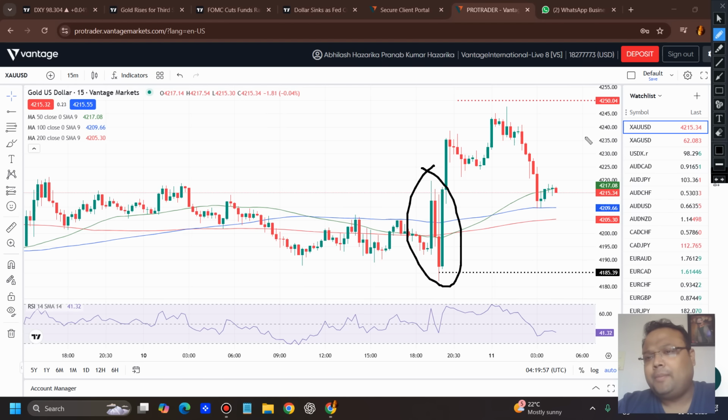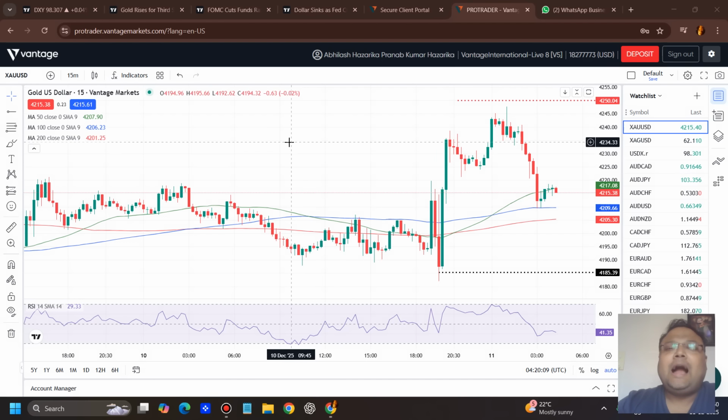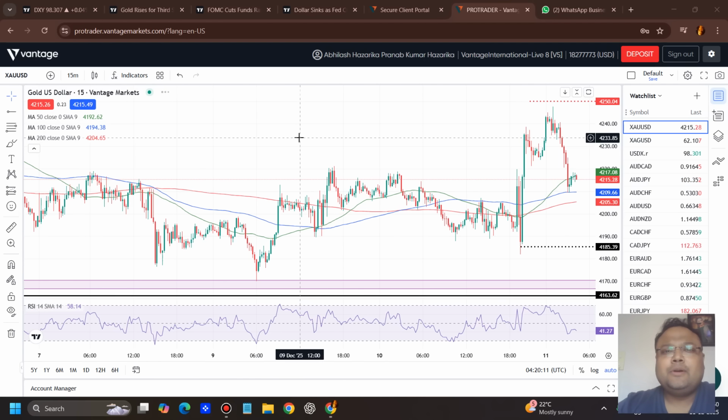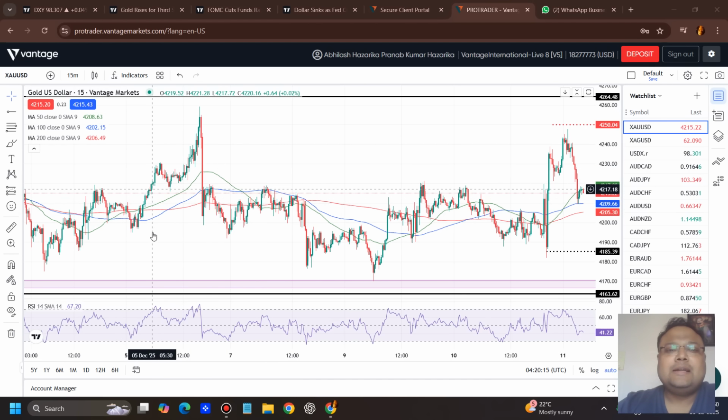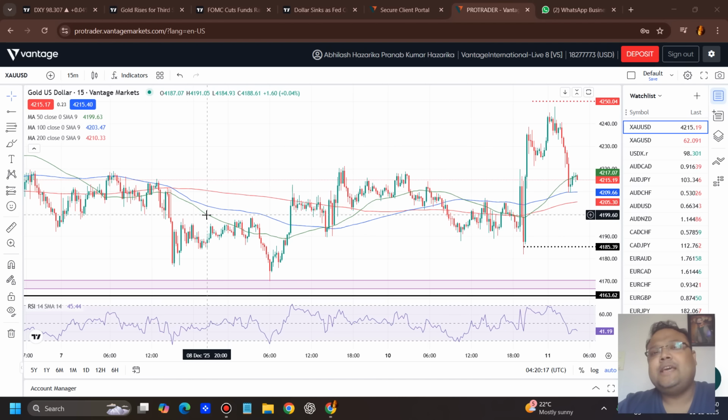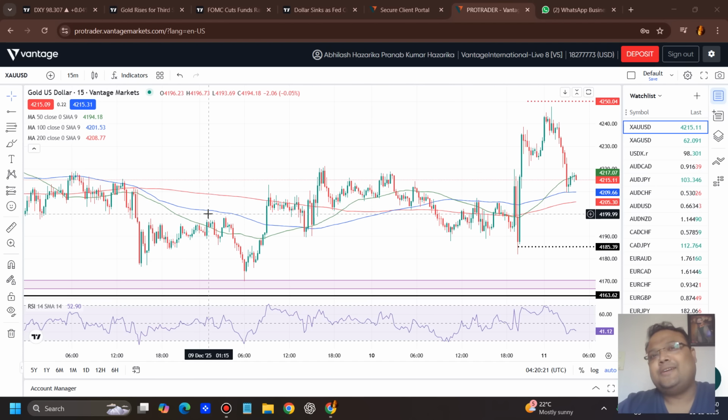Okay, but the problem is that after making a high of 4246, 4247, market has come back to the same old range around 4200 again. We were having high hopes from FOMC because we wanted a direction. But sadly, we can see that gold is trading around the same range again. So things are really difficult right now.